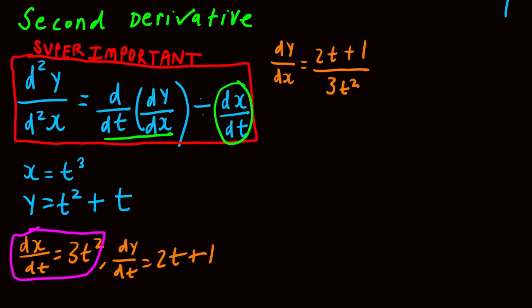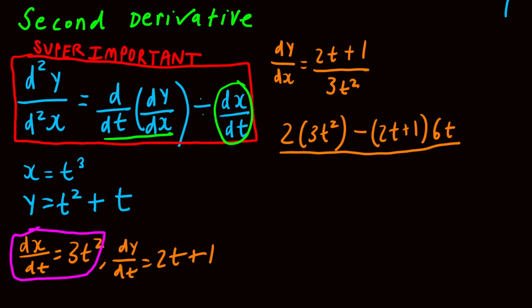Now we have our dy/dx. We're going to have to take the derivative of this, so we're going to need to use the quotient rule. The derivative of the top is just 2, and then we multiply by the bottom, and then subtract 2t plus 1 times the derivative of the bottom, which is 6t, and then divide all of that by the bottom squared. So 3t squared squared is just 9t to the 4th.